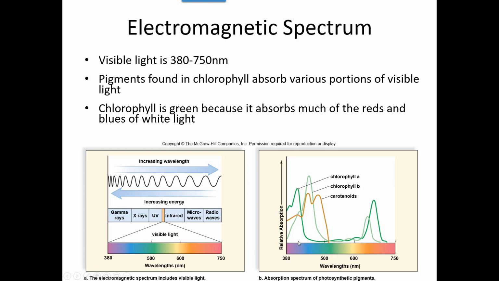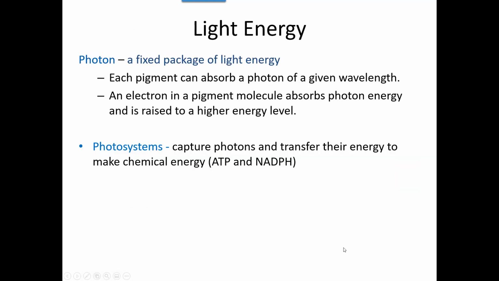So an electron in a pigment molecule absorbs photon energy, and if it absorbs that photon, that light energy, it's raised to a higher energy level. If you absorb energy, you have more energy. That's what's happening: the electrons we find in these pigments, these different colors inside the plants, absorb that light energy, and it raises them to a higher energy level.